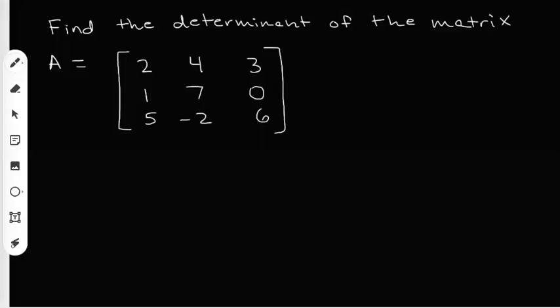All right, now for this video, we need to find the determinant of this matrix, and we call it matrix A. That's going to be the name for this matrix. So the first thing we want to do is identify its dimensions. How many rows does it have?